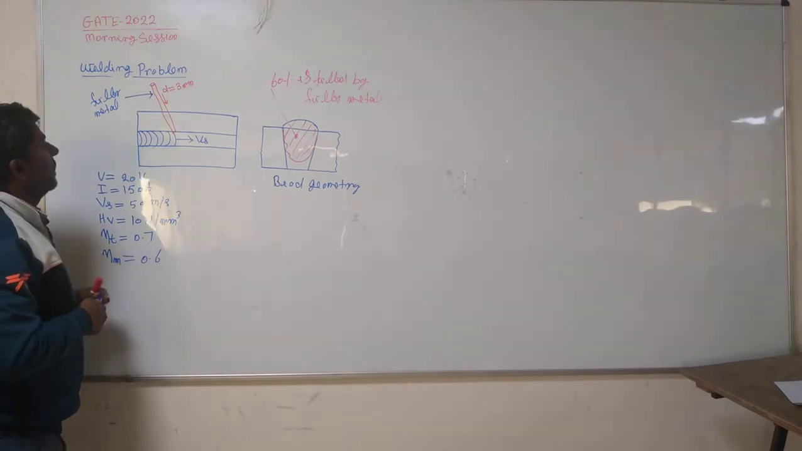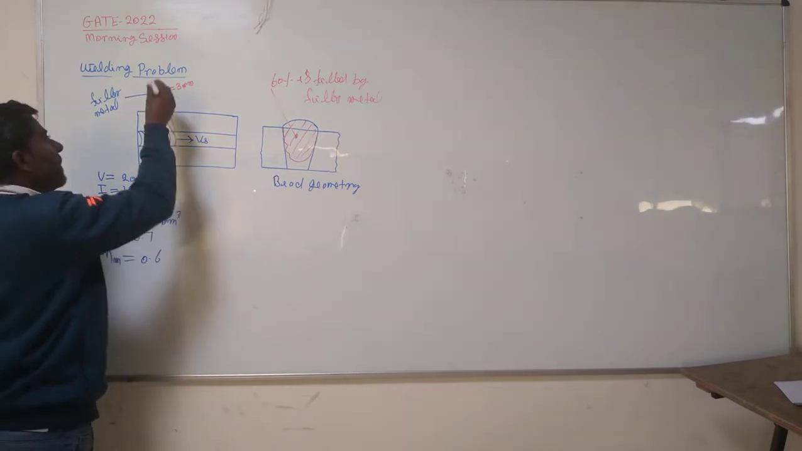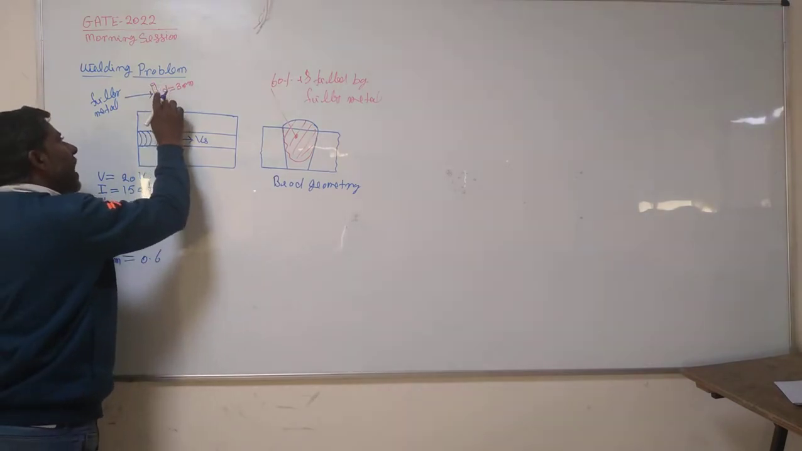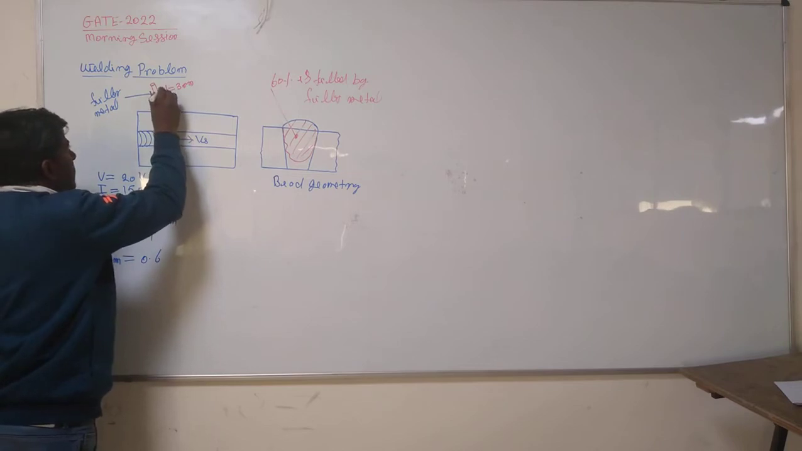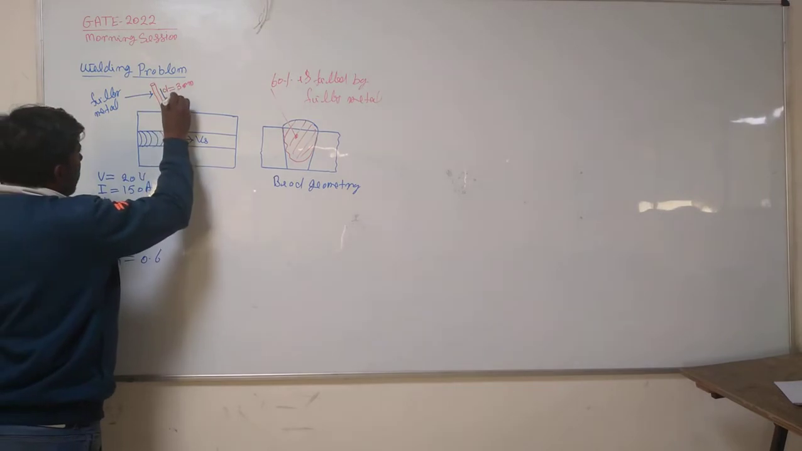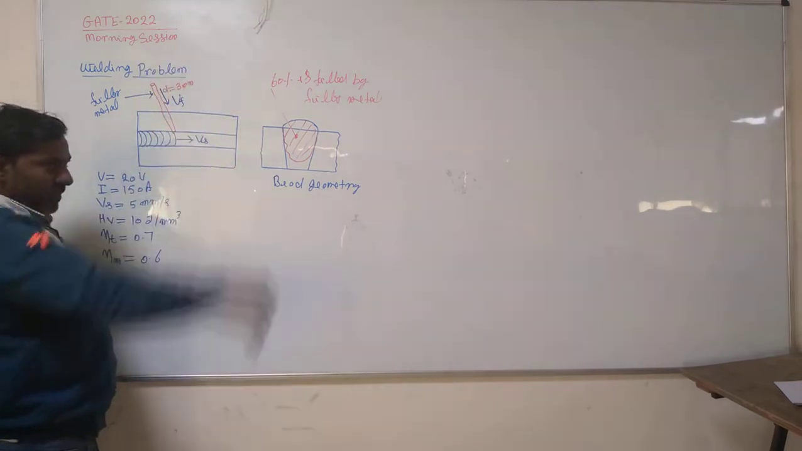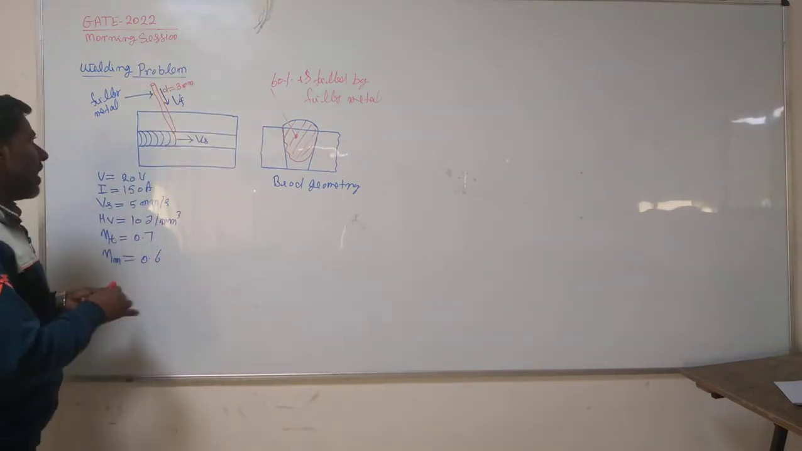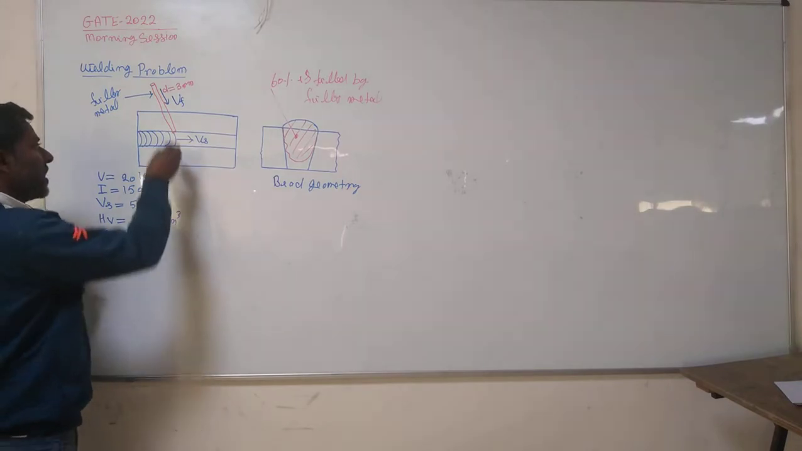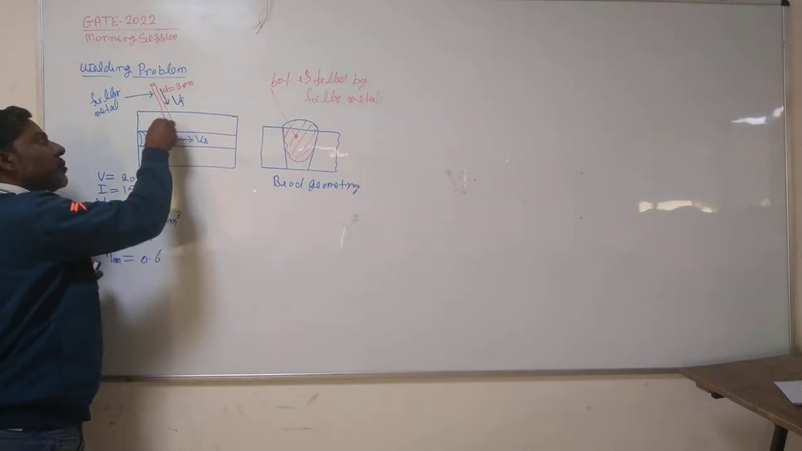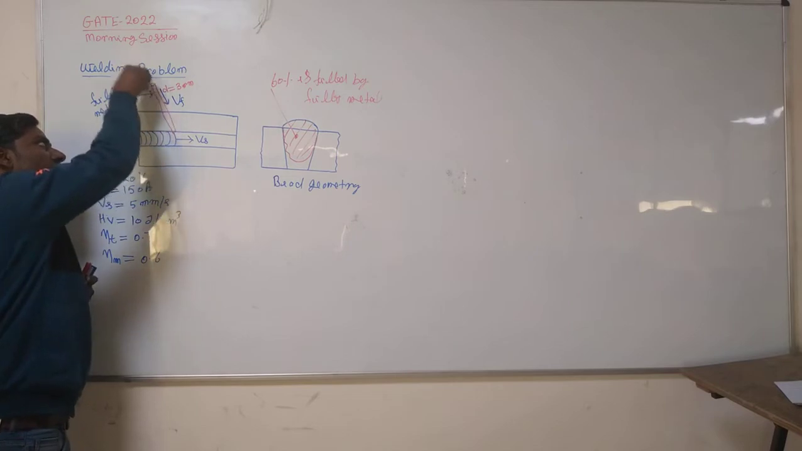Okay, very good. So what they are asking is, at what speed is this material fed? Let us say this is Vf. Vf is the feed rate, the velocity at which this wire is getting consumed. So this will come down, this will come.